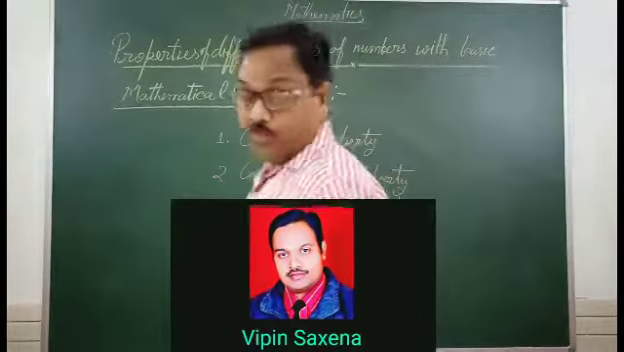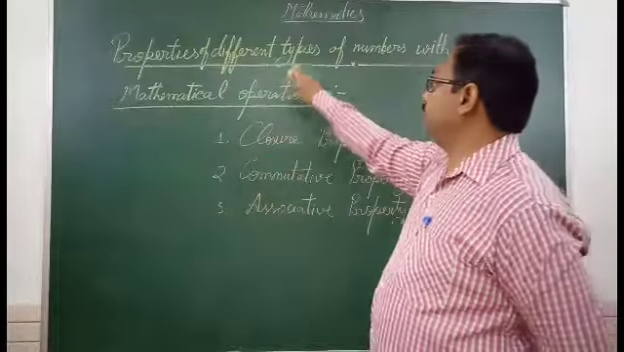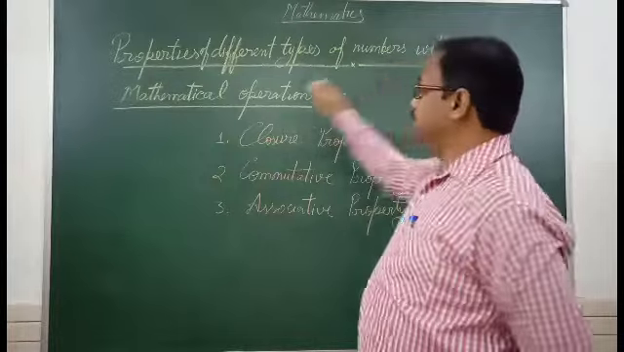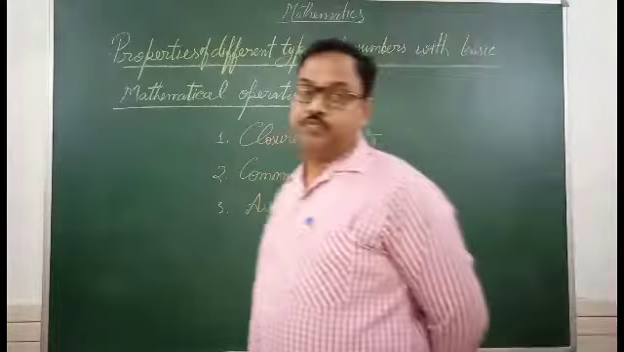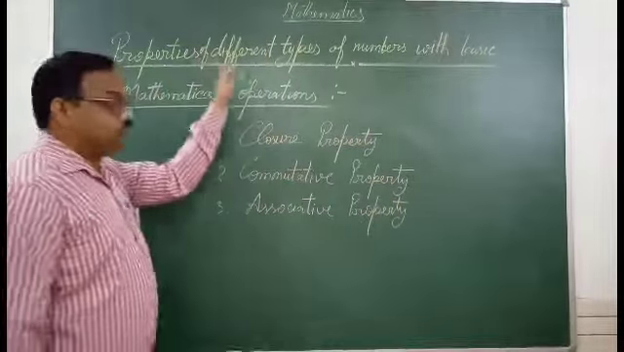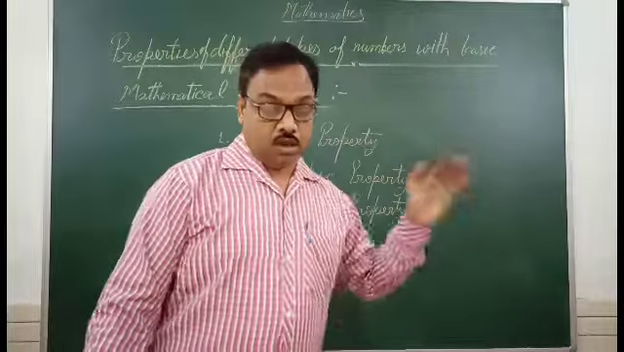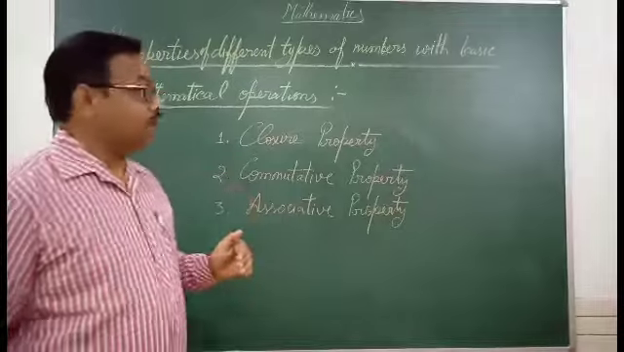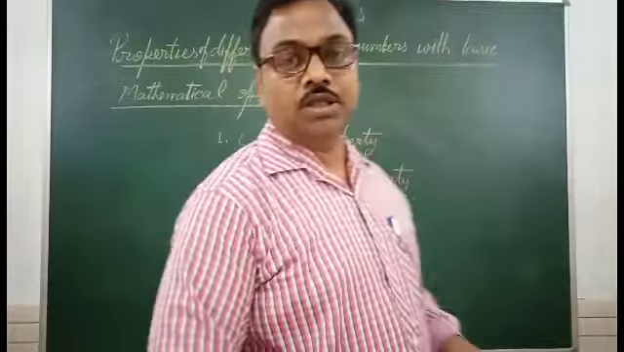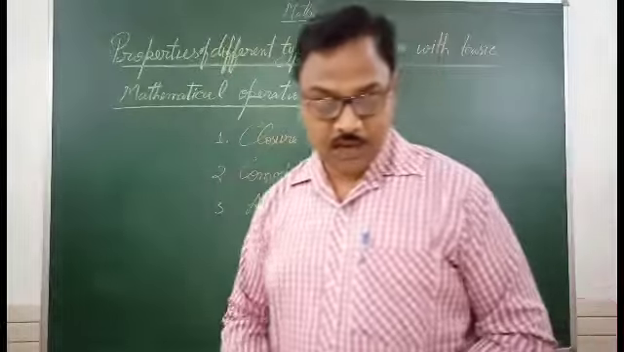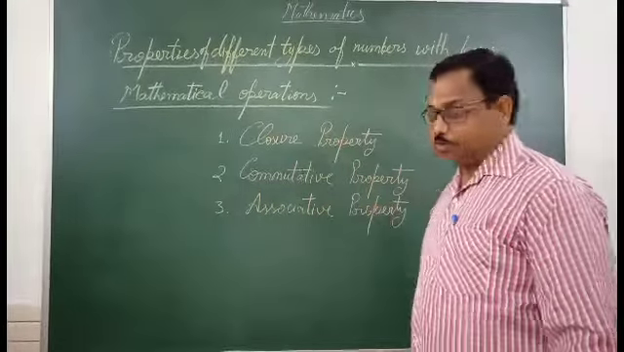In today's class, we will study the properties of different kinds of numbers with basic mathematical operations. What is the meaning of this? Different types of numbers, meaning whole numbers, integers and rational numbers, have which kind of properties with different mathematical operations like addition, subtraction, multiplication and division. This we will try to understand under this topic.